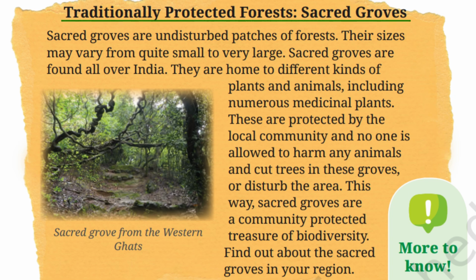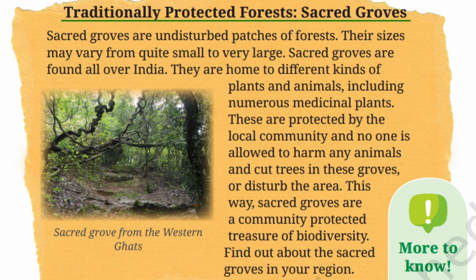Traditionally protected forests, sacred groves. Sacred groves are undisturbed patches of forest. Their sizes may vary from quite small to very large. Sacred groves are found all over India. They are home to different kinds of plants and animals, including numerous medicinal plants. These are protected by the local community, and no one is allowed to harm any animals and cut trees in these groves or disturb the area. This way, sacred groves are a community protected treasure of biodiversity.